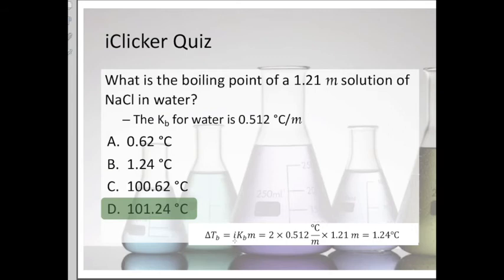We'll go ahead and plug in what we have, noticing our i here, the Van't Hoff factor, is 2, because NaCl dissociates when you put it into water into 2 ions. And when we calculate this, we'll see the change is 1.24 degrees Celsius. So my new boiling point would be the original boiling point 100 plus 1.24, so 101.24.